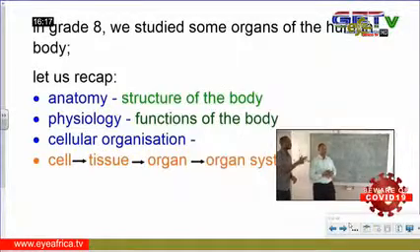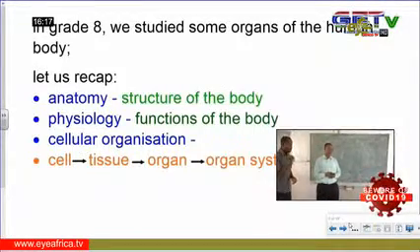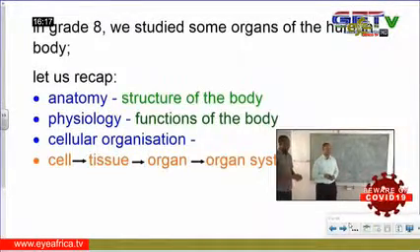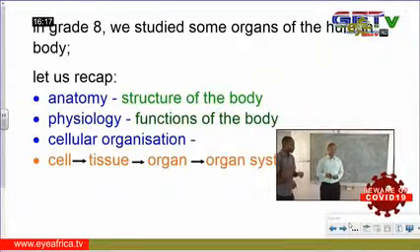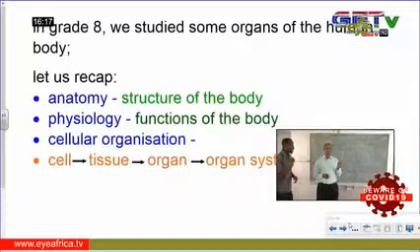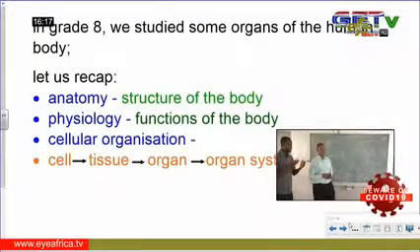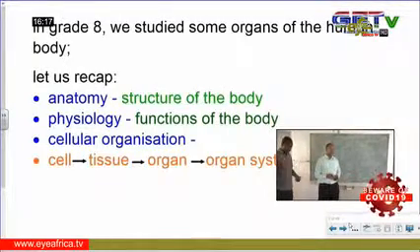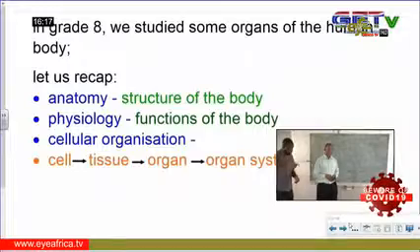In grade 8, we looked at some organs of the human body. Again, let us recap. There are some essential terms there. Anatomy, which deals with the structure of the body. Physiology deals with the functions of the body.